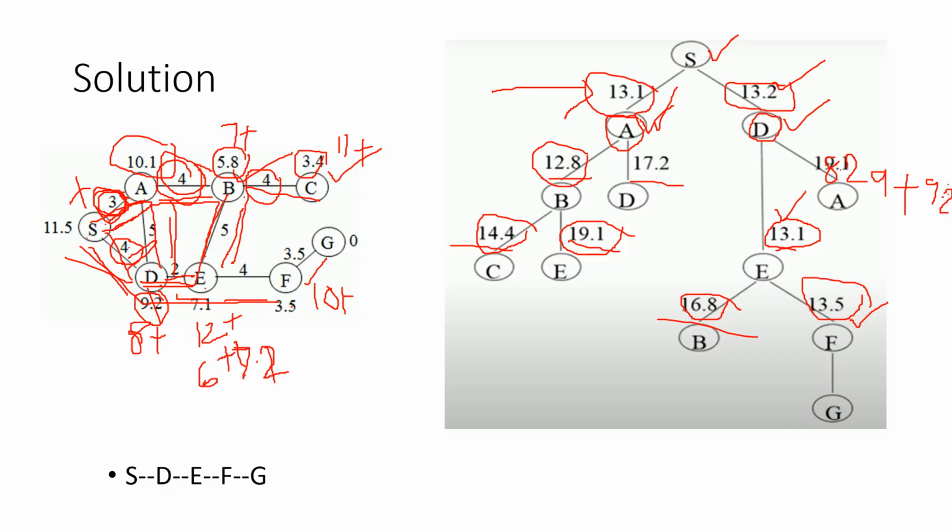Then we are considering the goal state G. G of n will be S to D it is 4, D to E that is 2, 4 plus 2 is 6. Then from E to F it is 4, so 6 plus 4 is 10. Then F to G is 3.5, that is 13.5. So 13.5 plus H of n for G, which will be 0, so that will be 13.5. So that will be selected. So the path will be S, D, E, F, G.